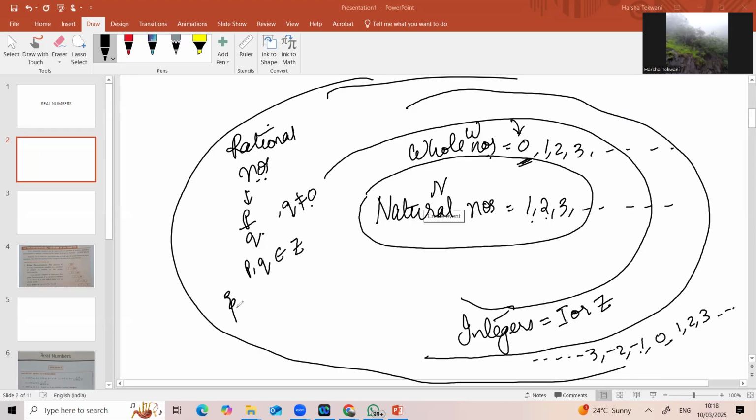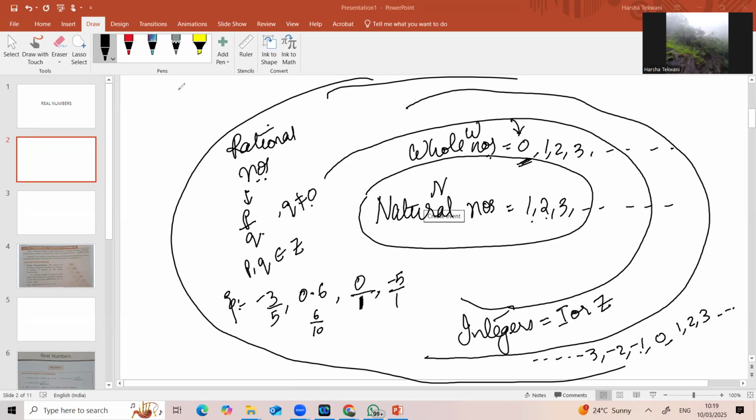For example, -3 by 5. Yes, it's a rational number. 0.6 also is rational because I can express it in the form 6 by 10. How about just 0? Oh, yes, it is rational. It can be expressed in the form of 0 by 1. How about -5? It is -5 by 1. All the numbers which can be expressed in the form of p by q are rational numbers.